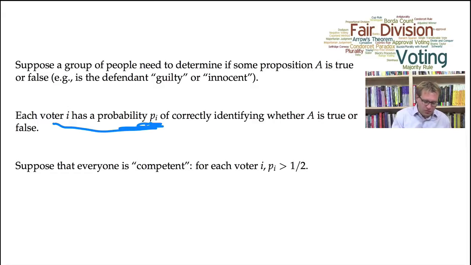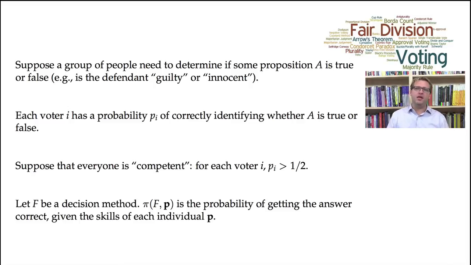And we're going to assume that everybody is minimally competent, where minimally competent just means each voter has a probability of greater than a half of getting the answer correct. Of course, if everybody has the probability of exactly a half of getting the answer correct, that's just like flipping a fair coin to determine whether or not A is true or false. So we're going to assume all of the voters are minimally competent.